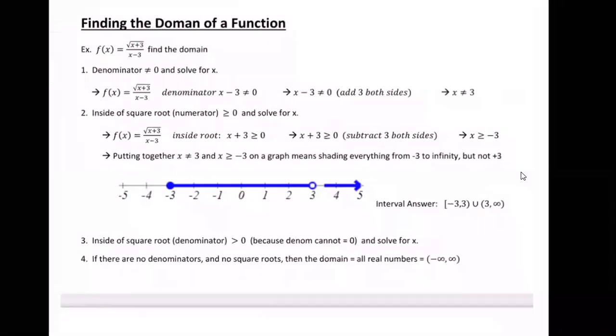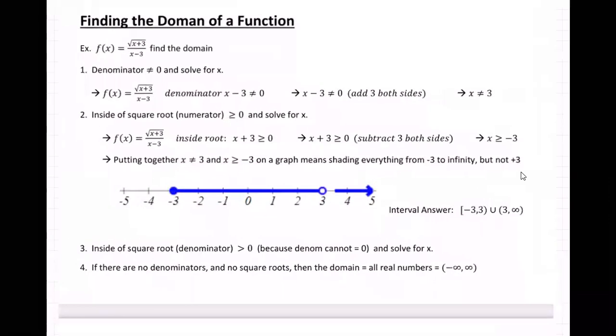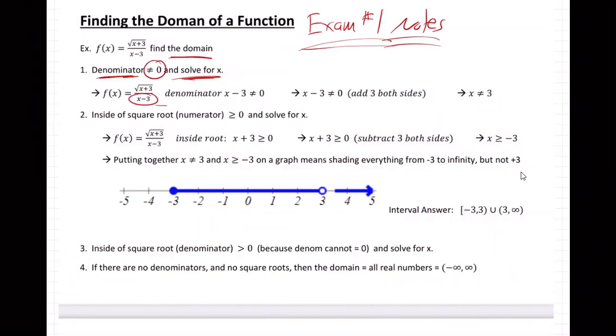Now, I gave you this in the notes. Here's the exam 1 notes. This is at the top of the Unit 1 module in your Canvas course shell. Exam 1 notes. So here it is. And notice I give you the instructions here. I say, first off, to find the domain, take the denominator, set it not equal to 0, and solve for x. I give an example. Take that denominator, set it not equal to 0, and then solve for x. So that's basically what we would do on this problem.